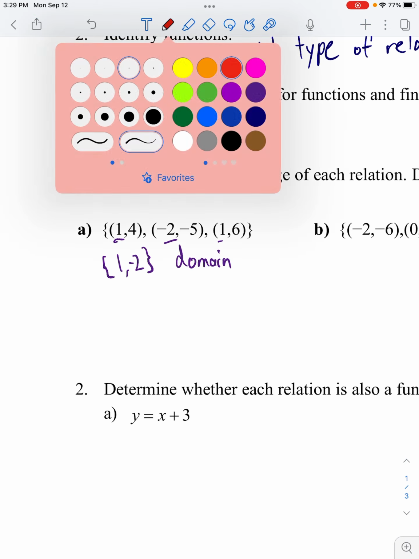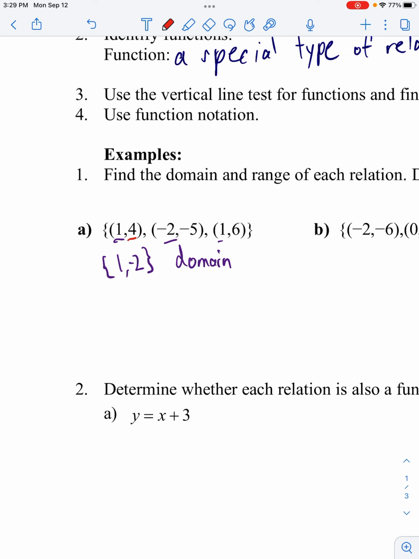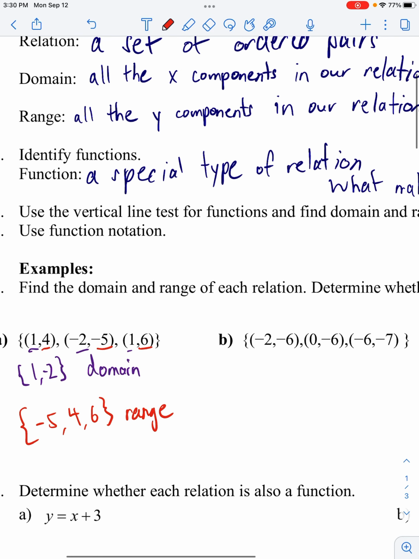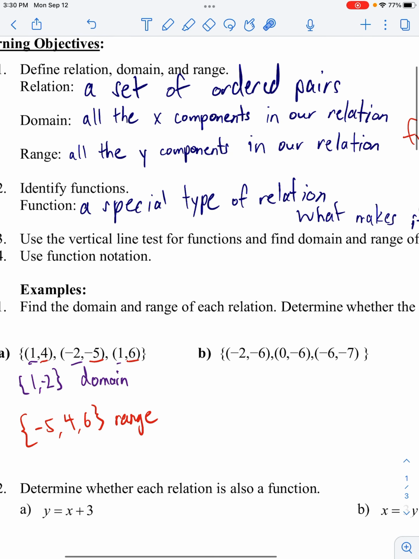Okay. Let's change colors, underline all my y's. All my y's are going to be my range. So -5, 4, and 6. Those are going to be my range. Remember up here, range is all the y components in our relation.